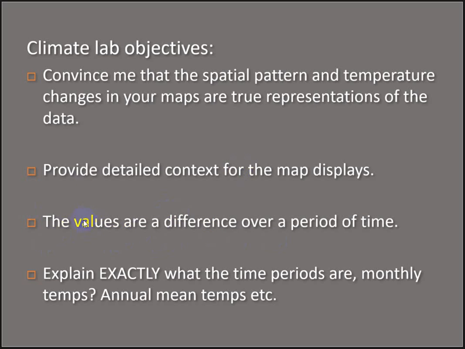You need to be clear that the values are a difference over a period of time. Don't make a map telling me that this is surface temperature. Okay, it's not surface temperature. Make sure you understand what this data is. And then make sure you're very clear about what the time periods are. Are they monthly averages, annual averages? Be clear.